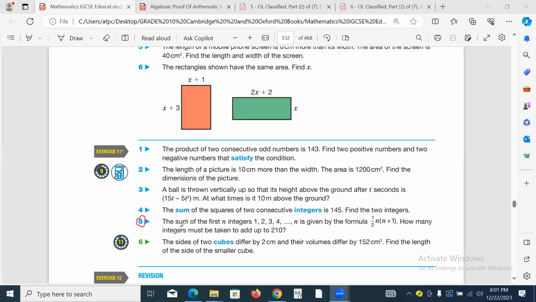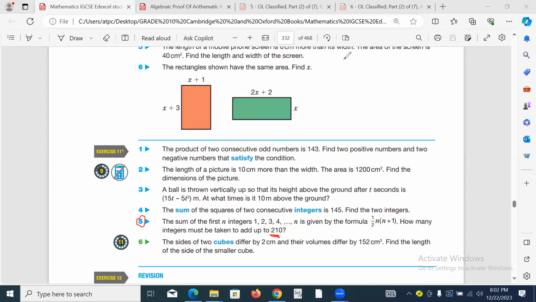Next one, we have a question. The sum of the first n integers 1, 2, 3, 4 up to n is given. This is some formula from the series. In series we discuss such types of things. If we add sequences or terms of sequences, we get a series. But here we already have the formula, which is 1 over 2 n (n plus 1). How many integers must be taken to add up to 110?